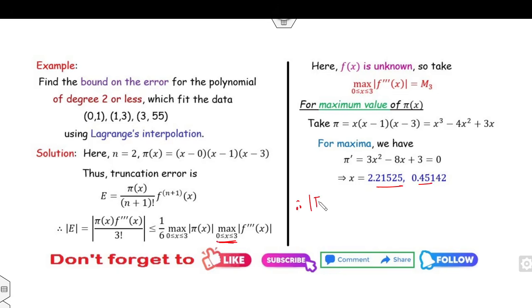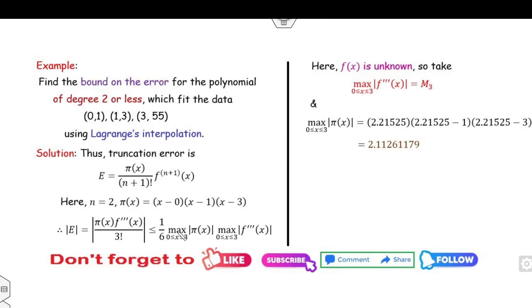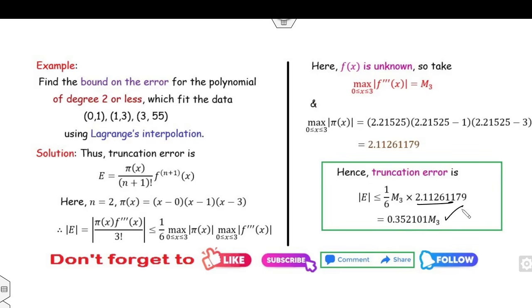So your target is to find the value of pi at 2.21525 and find the values at 0.45142. Fine. After computing the value, this is not taking the absolute value. If you take the absolute value, this number is positive. Which one is the maximum? This is my maximum. So the answer of this case is 2.11261, and that is my M3, the required answer of this problem.